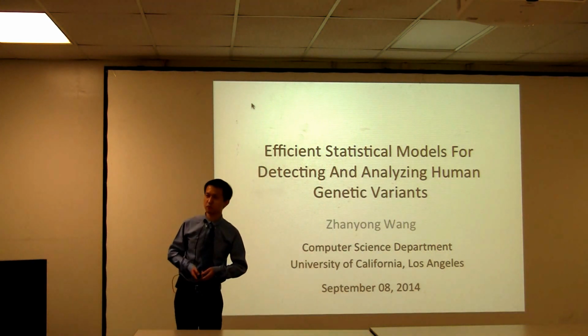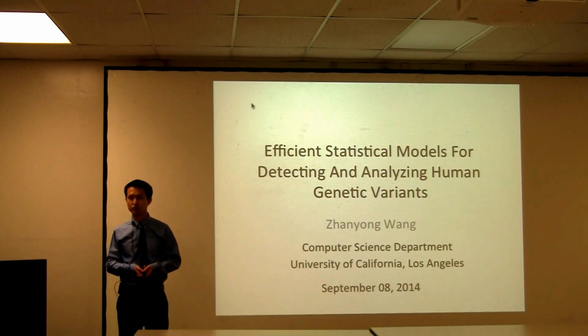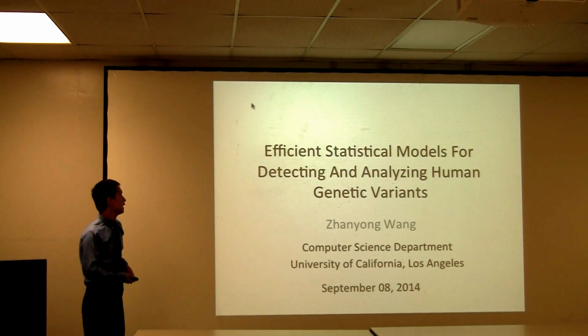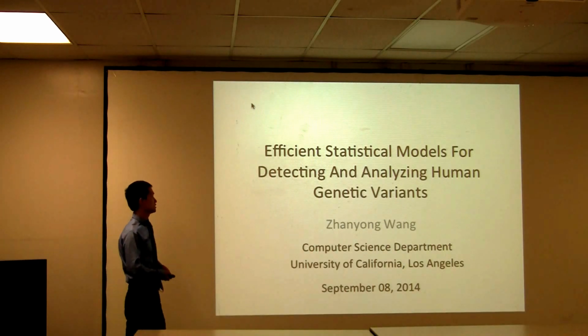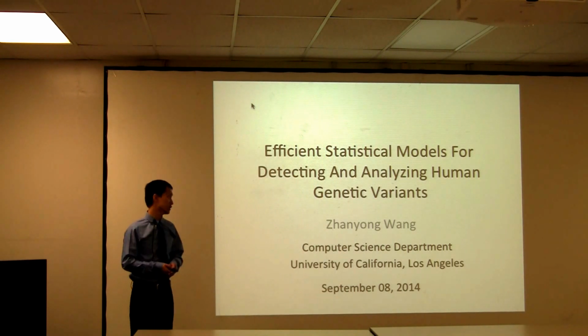Thanks for the introduction from Eleazar. So today I'm going to talk about the research projects conducted during my PhD study. The title of my talk today is Efficient Statistical Models for Detecting and Analyzing Human Genetic Variants.